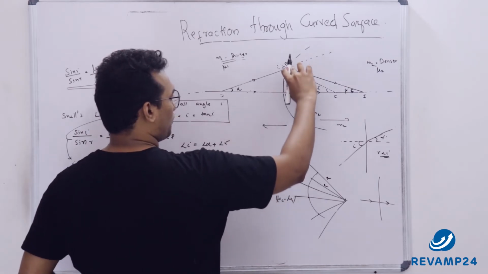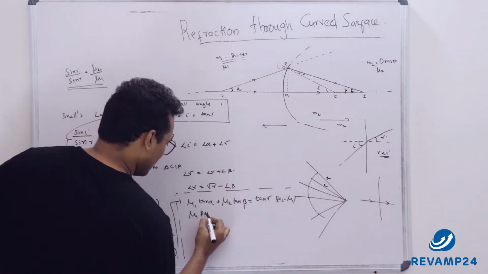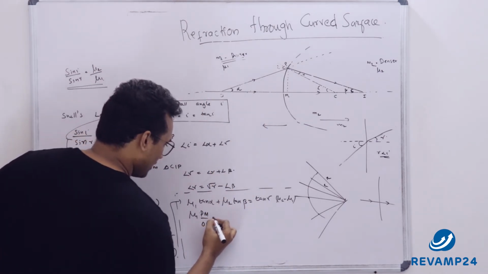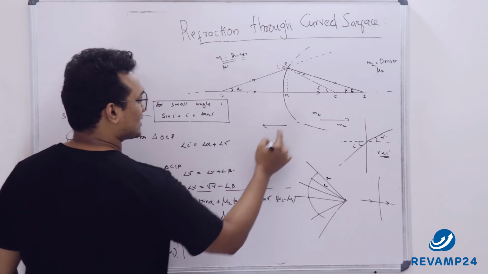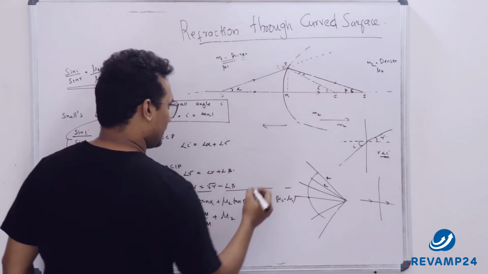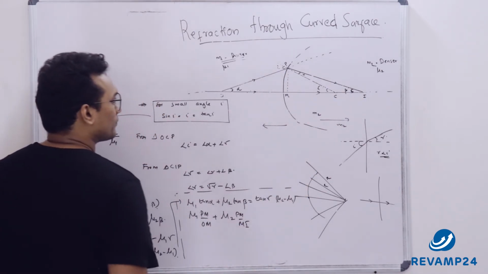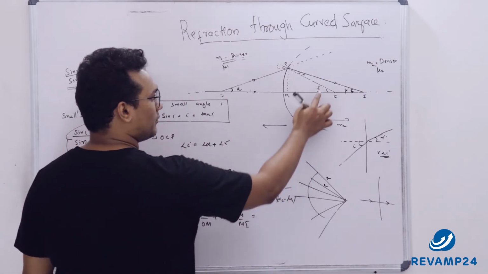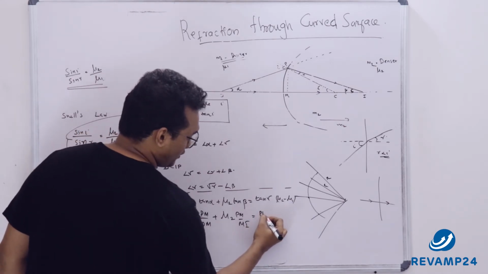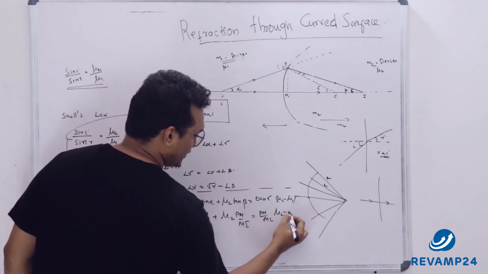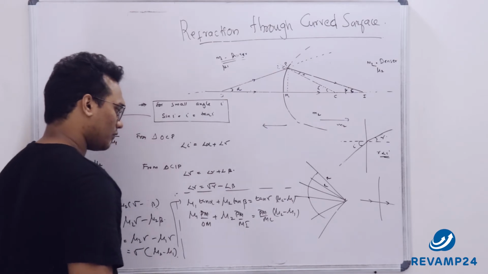Now what is tan alpha? From this triangle, opposite by adjacent. So mu1 into opposite, PM, divided by adjacent, OM, plus mu2 into tan beta, which is PM divided by MI, opposite by adjacent. This is equal to, what is tan gamma? Opposite by adjacent, PM divided by MC. So PM divided by MC into mu2 minus mu1. Now PM is a common term here, so I can cancel it out from all the terms.